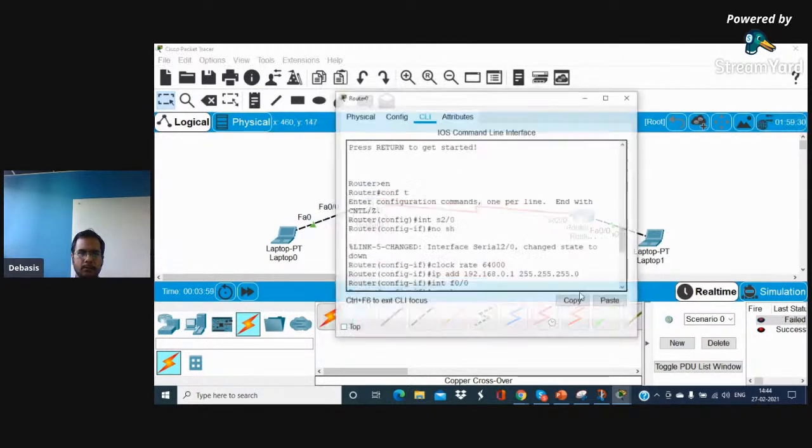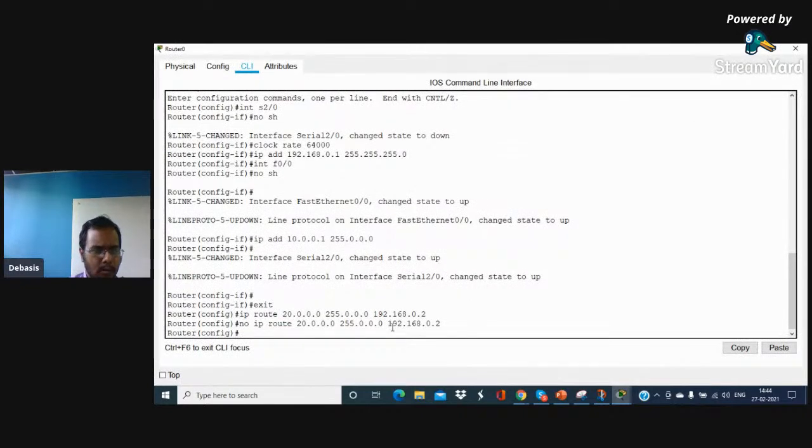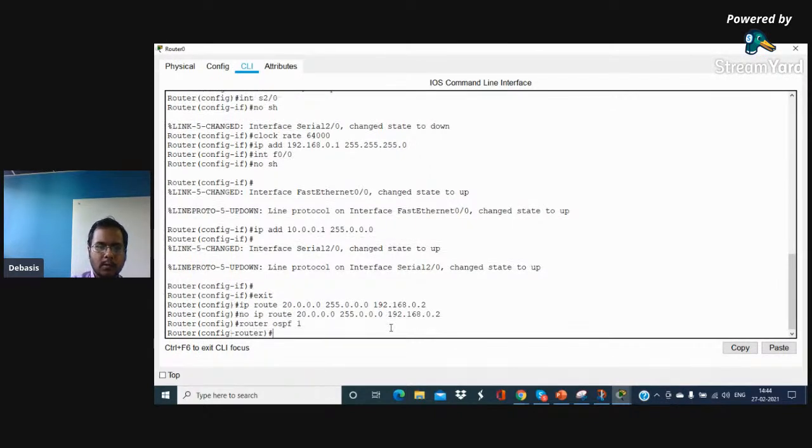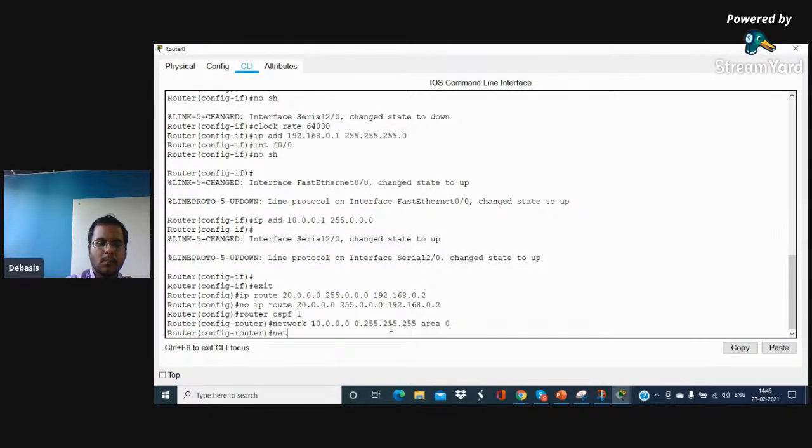Now let's implement OSPF. Or you can also implement EIGRP. So let's configure OSPF. Router ospf, first the ID 1, then only the source network. Source is 10.0.0.0, mask. Another is 192.168.0.0.